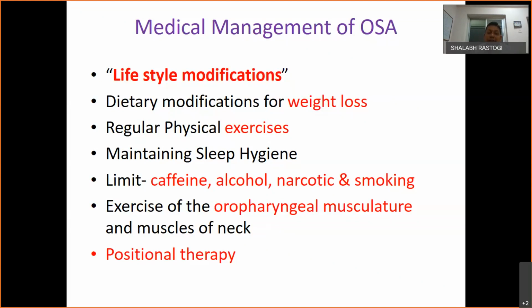There are certain exercises which are prescribed for reinforcing the oropharyngeal musculature. This type of therapy is called myofunctional therapy.